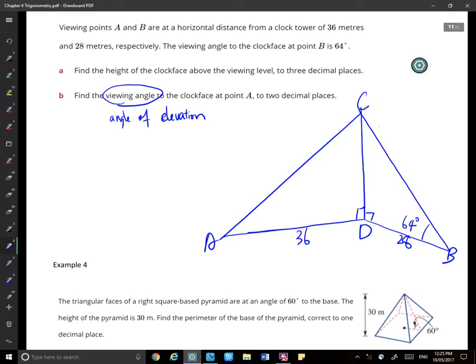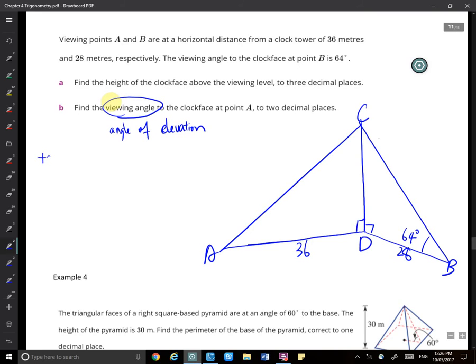The most important thing is we know that is 28, that is 64. I can work out the value of CD. That's 64, that's 28, and that's the adjacent, that's the opposite. I can work out the value of CD.